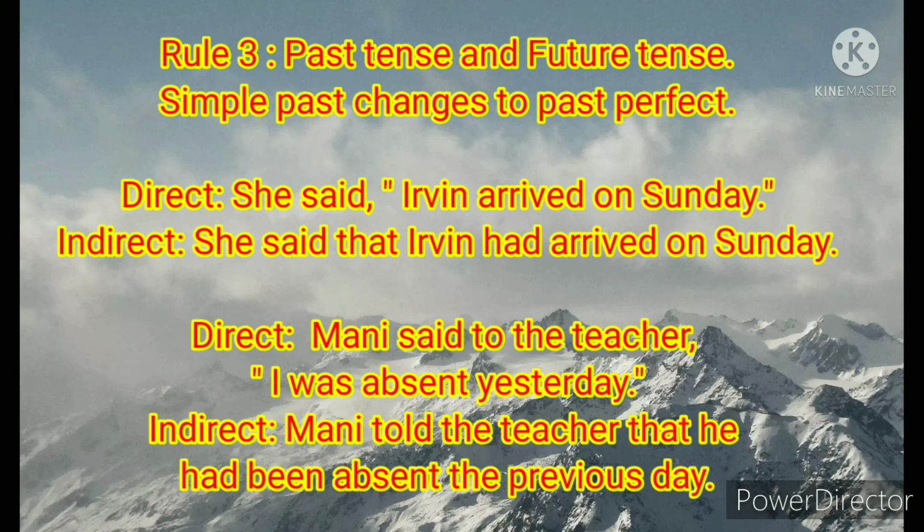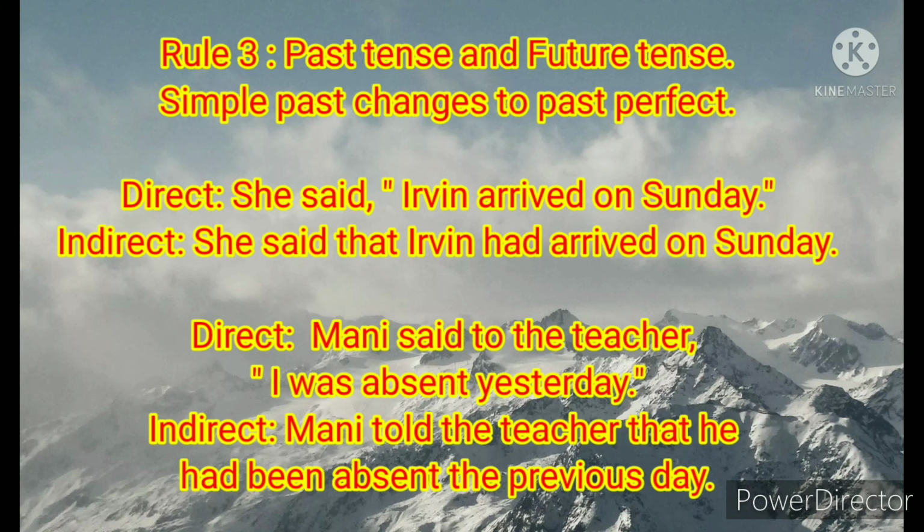She said, Irwin arrived on Sunday. Here, in the reported part, the verb is arrived. It is simple past tense. It changes into had arrived, that is past perfect. Okay, so simple past tense changes to past perfect tense. Indirect speech is she said that Irwin had arrived on Sunday.